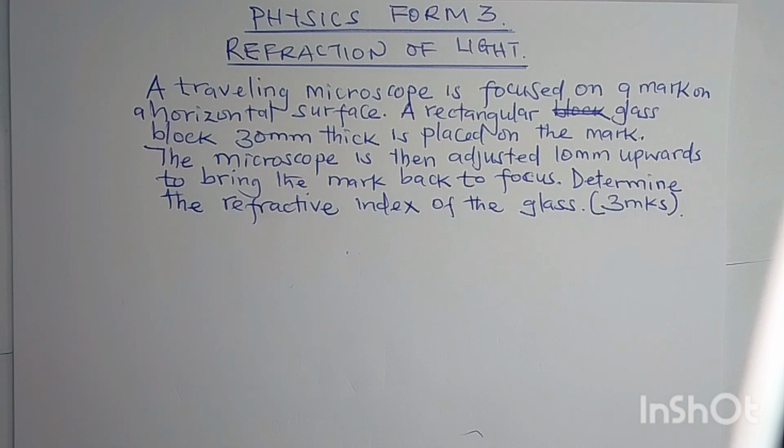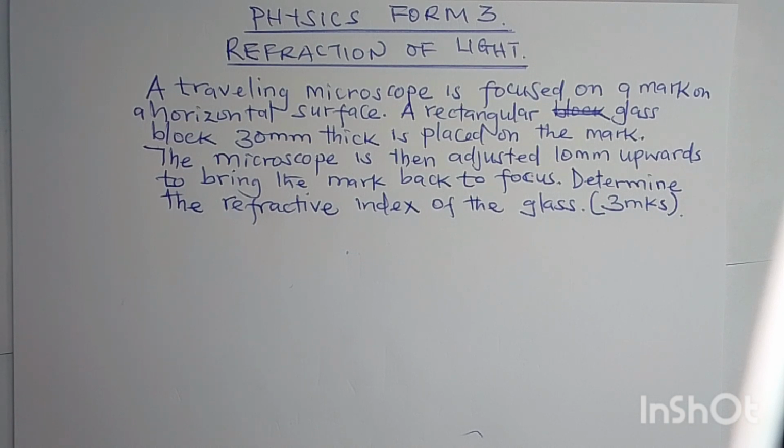Today we have a revision question coming from a topic, refraction of light. Refraction of light is a topic in Form 3 and it is a paper 2 topic. The question that we are going to do here is about a traveling microscope. Questions on the traveling microscope have posed a big challenge to the majority of the learners.